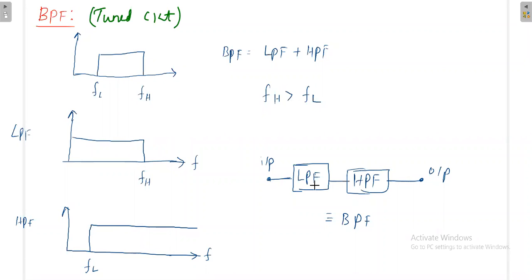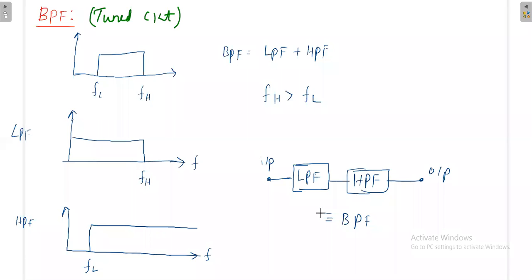Then, if FH is greater than FL, only then can we get the band pass filter nature. When you have both a low pass filter and a high pass filter, first you pass your signal through the low pass filter, then the output of the low pass filter is given to the high pass filter. Finally, you get an output signal where, with respect to input and output, the operation has band pass filter nature, because the first filter will allow all the frequencies up to FH, but the next filter will not allow the low frequencies. So only up to this frequency you have at this stage, the rest will be eliminated, and you get the band pass filter nature.